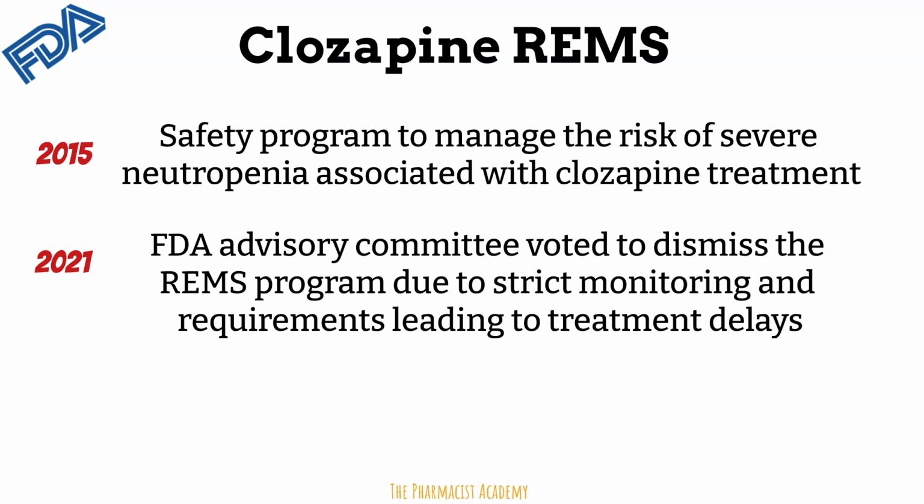The advisory committee stated that the neutropenia risk could be sufficiently managed without the same level of oversight. Also, not only is clozapine highly effective in the management of treatment-resistant schizophrenia, but the severe neutropenia is almost negligible after a year or two of treatment.